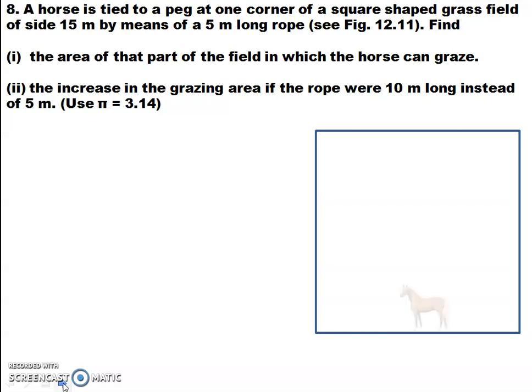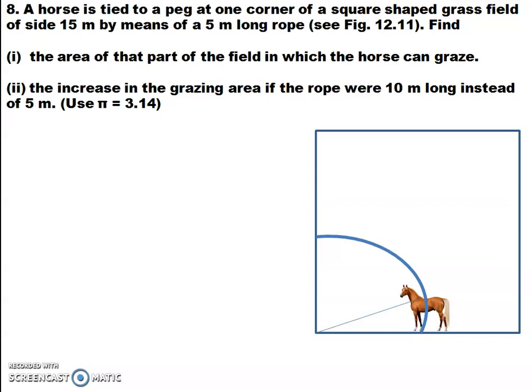Now you need a horse. So the horse is tied from this corner. Let's see how the horse goes and grazes. This much portion the horse can graze. It is this one. So you can see it is a part of the circle. This is the rope and we can take it as the radius of the circle. So the length of the rope can be taken as the radius of the circle.